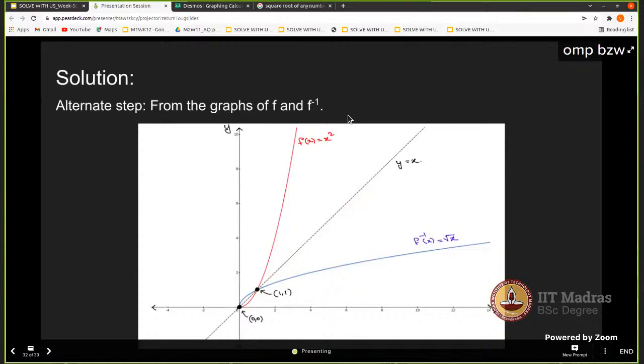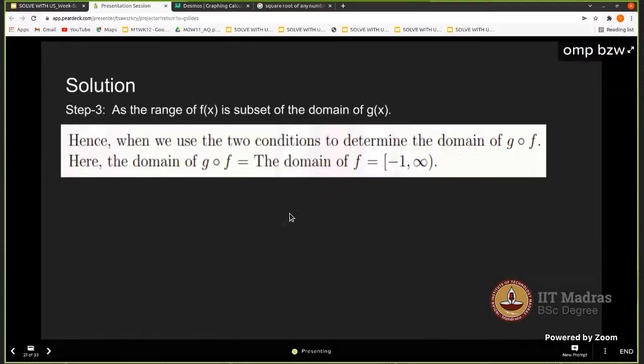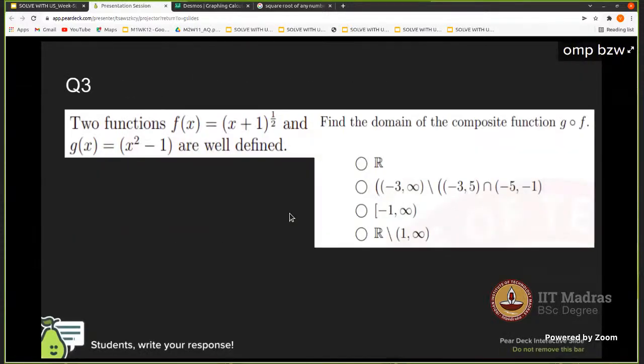Sir, can you open question number 3, sir? In this slide? Yes, sir, in this slide. Sir, I have 2 doubts in this. First of all, sir, can you please explain again what is this term defined, well defined? And second, sir, why is the domain of f not minus infinity to plus infinity?